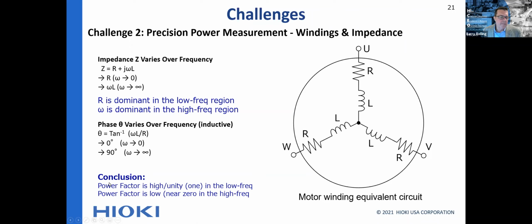And why is that? Well, power factor is high. It's near unity or 1 in the low frequency region. That's easy to measure. That's easy for a power analyzer to measure. I'll show you why. Power factor that's near 0, where in fact the load looks mostly inductive, is very challenging to measure in that high frequency region. Maybe you're measuring that at 50 kilohertz or 100 kilohertz. The frequency isn't the challenge. The bandwidth isn't the challenge. The challenge will be power factor.